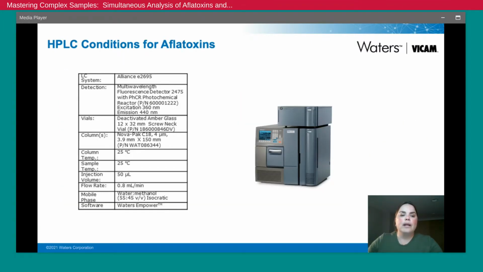Shown here are the HPLC conditions for aflatoxins. We used an Alliance e2695 with a fluorescence detector that had a photochemical reactor. We used a Nova-Pak C18 Waters column. The column temp was 25 degrees C, sample temp was 25 degrees C. The injection volume was 50 microliters. The flow was 0.8 mL a minute, and the mobile phase was water:methanol 55:45 isocratic. The software was Waters Empower software for the system.